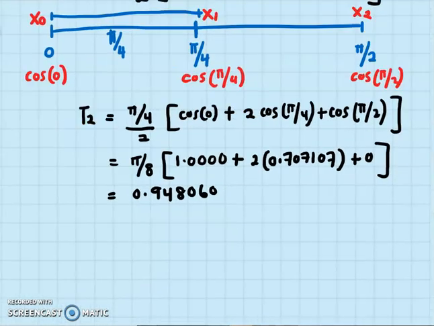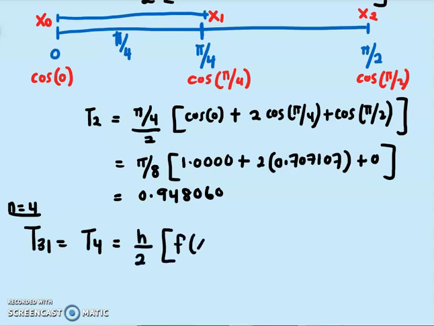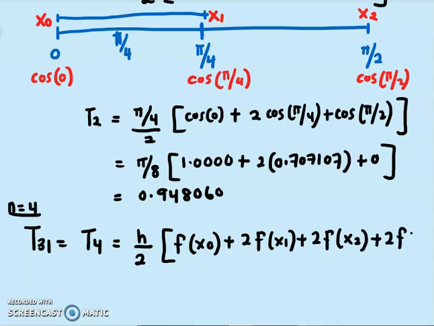Okay, so to find T31, for n equals 4, this is my T4 in a way. So you are dividing the interval into 4 sub-intervals. So you have your trapezoidal rule formula as f of x0 plus 2 times f of x1 plus 2 times f of x2 plus 2 times f of x3 plus f of x4.